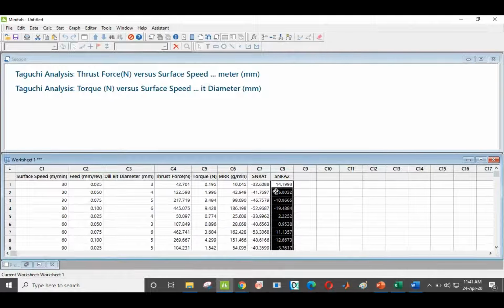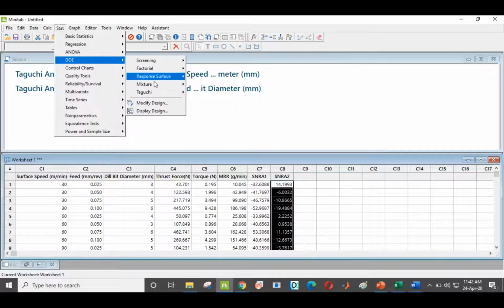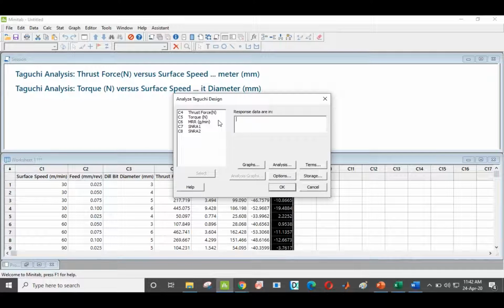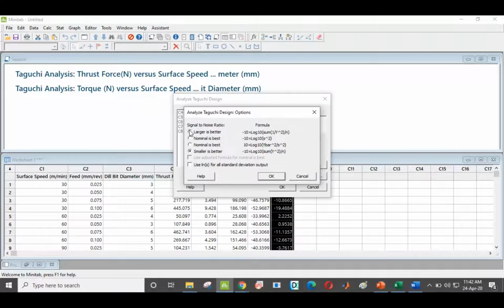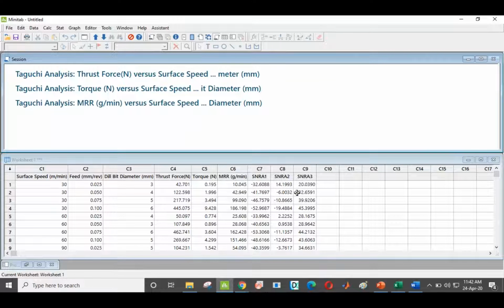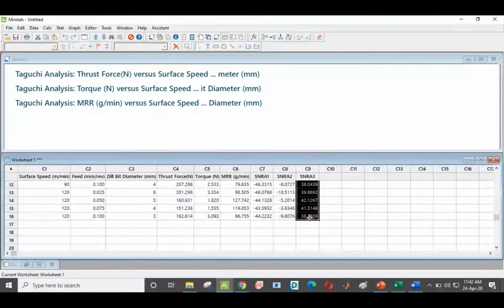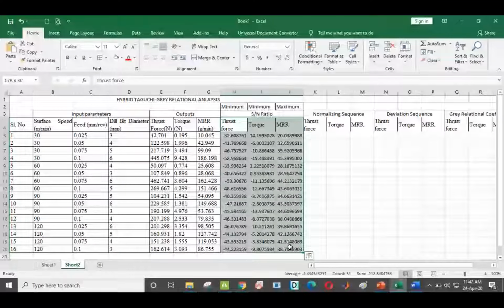Now comes the third category, that is the MRR. So DOE, Taguchi, Analyze. Now I am going to determine the SN ratio for material removal rate, which should be higher. So I am going with the larger the better formula. Okay. That I am going to copy and I am going to paste. So I have determined this one.